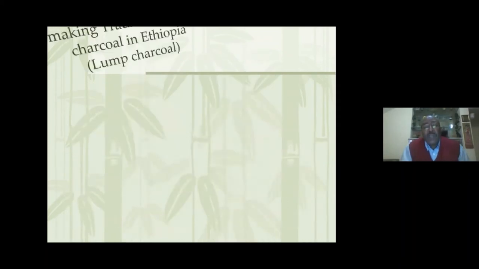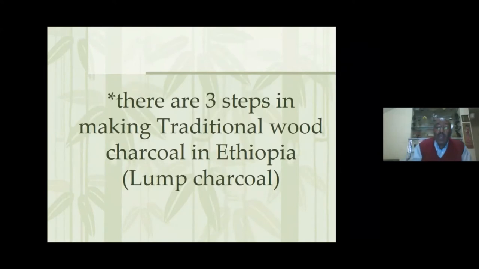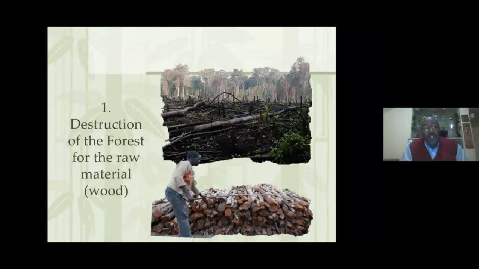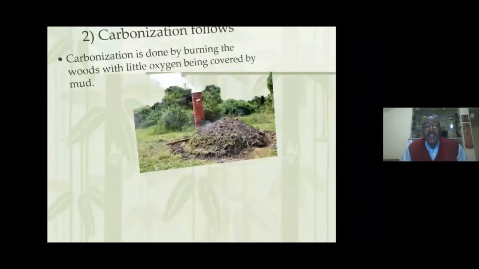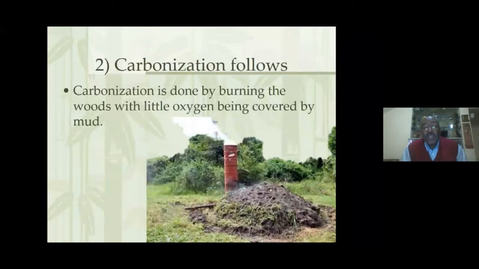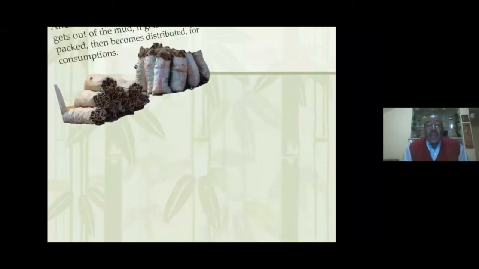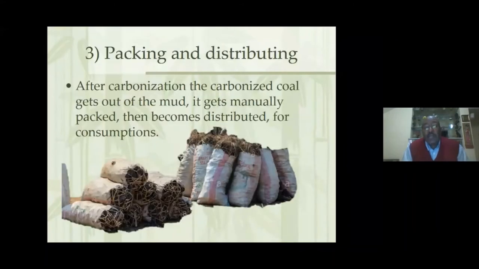There are three steps in making traditional wood charcoal in Ethiopia. First, destruction of the forest for the raw material, wood. Second, carbonization follows. Carbonization is done by burning the wood with little oxygen, covered by mud. Packaging and distribution is the third. After carbonization, the charcoal gets out of the mud, is manually packed, and then distributed for consumption.